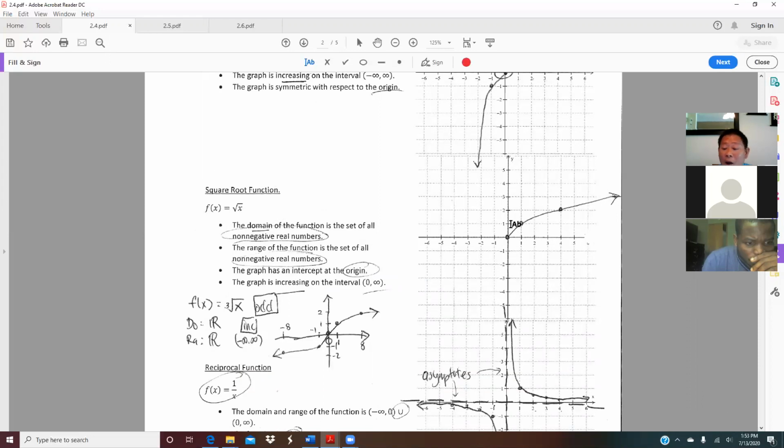I want to point out how I got this point: I just plug it in. So I plug 1 in here, the square root of 1 is 1.